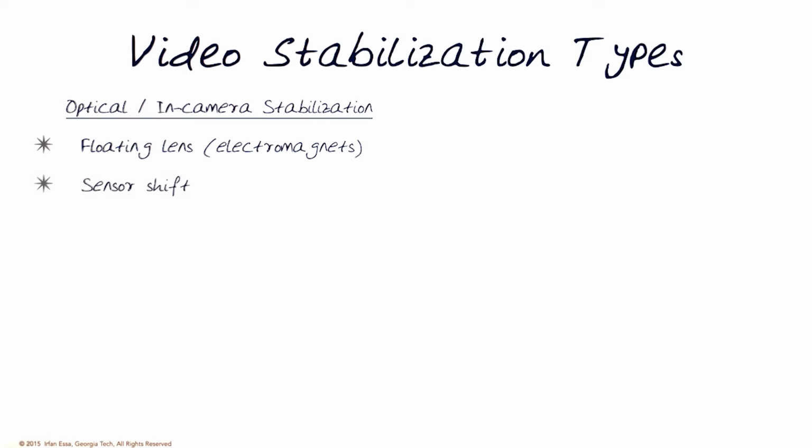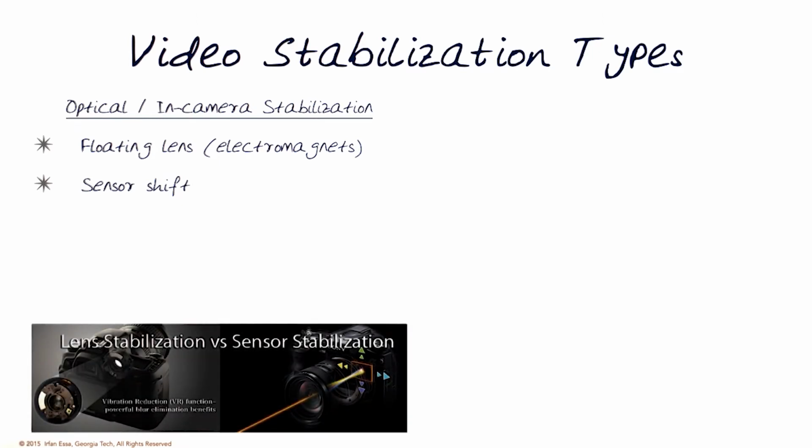So what are the other types of video stabilizations available? Now, of course, there has been a whole lot of work on optical and in-camera stabilization. In this kind of work, people have attempted to stabilize the lens itself, or adaptively change the sensor as motion happens on a camera. For example, here I'm showing you two different pictures of how we can actually stabilize the optics itself or the sensor to the motion.